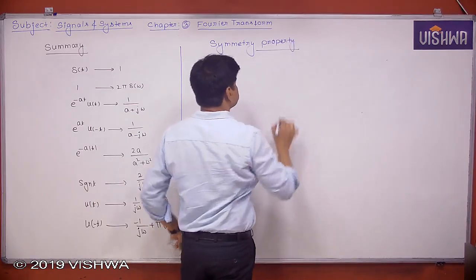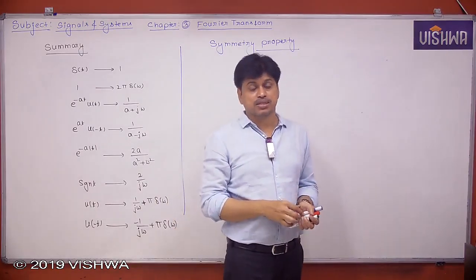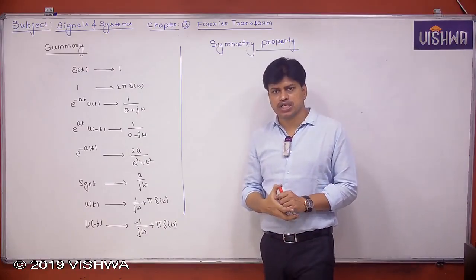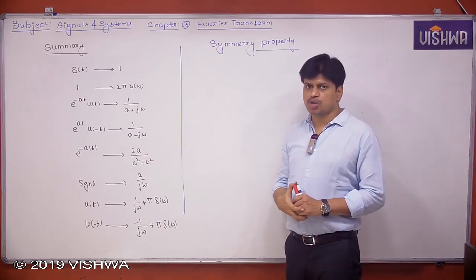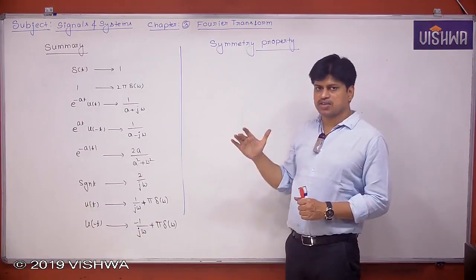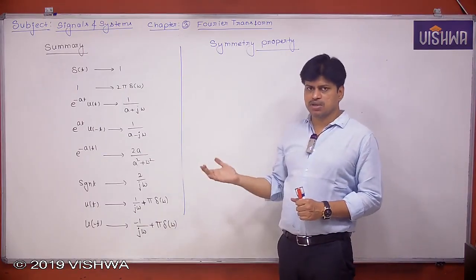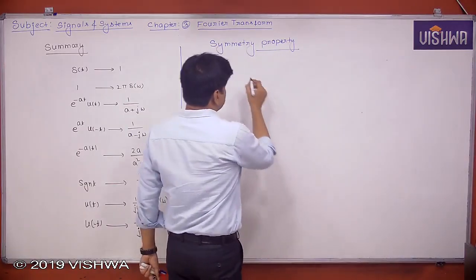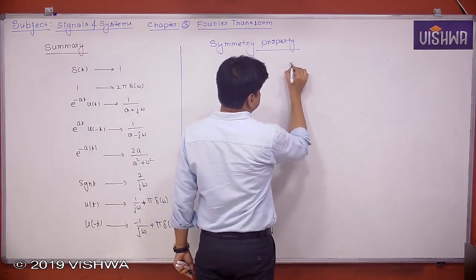Symmetry property. As we have seen in the Fourier series, because Cn, that Fourier series coefficient, is exhibiting conjugate symmetry, in the similar manner, x of omega is also exhibiting the conjugate symmetry. So I will give you directly the result here. What is x of t nature, what is x of omega nature? Just you can remember them as in the case of the Fourier series. So let's see, x of t, x of omega.